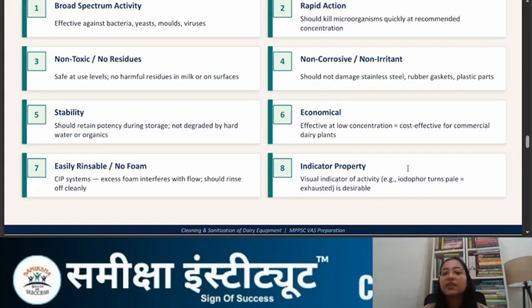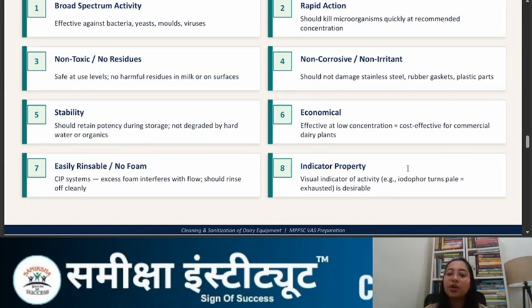Second, they should have rapid action. They should take very less amount of time to act on the microbes. So they should kill microbes quickly at recommended concentration. So these should be rapidly acting. Third, these should be non-toxic, or they should not leave any residue in the equipment, should not have any adverse effect on the animals or the equipments. It should be safe to use levels, no harmful residues, and should not harm the workers or the handlers.